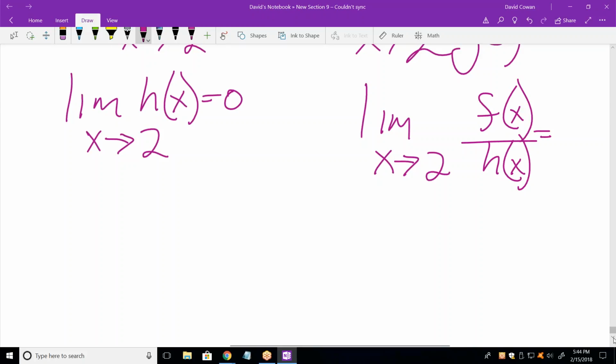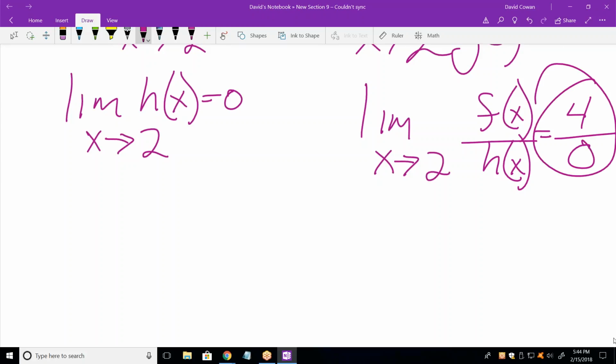Well, what's f of x go to? 4. What's h of x go to? 0. So then what's that go to? Wouldn't that make it undefined? Infinity, because the denominator is 0? Yeah. Actually, yes, you're right. Undefined.